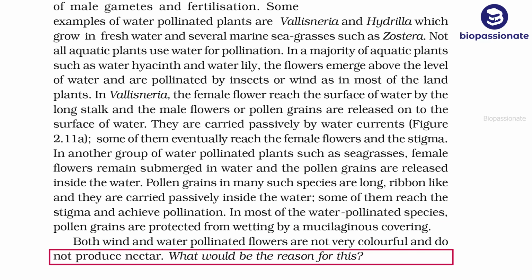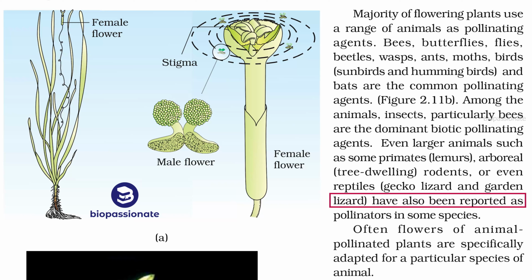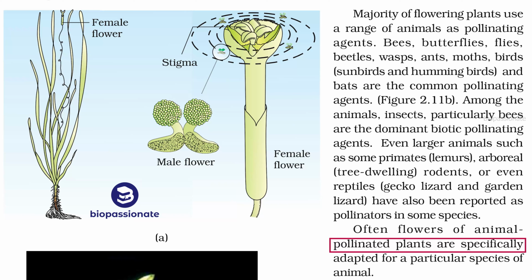Majority of flowering plants use a range of animals as pollinating agents. Bees, butterflies, flies, beetles, wasps, ants, moths, birds, sunbirds and hummingbirds, and bats are the common pollinating agents. Figure 2.11b. Among the animals, insects, particularly bees, are the dominant biotic pollinating agents. Even larger animals such as some primates, lemurs, arboreal (tree-dwelling) rodents, or even reptiles, gecko lizard and garden lizard, have also been reported as pollinators in some species. Often, flowers of animal-pollinated plants are specifically adapted for a particular species of animal.